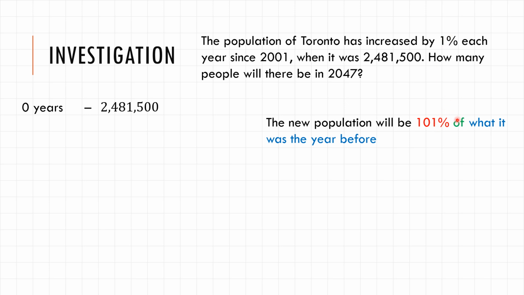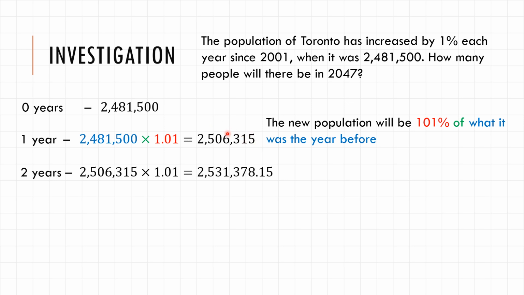And how do we say 100%, 101% of something? The word "of" tells you that we need to take that number and multiply it by 101%, but we're going to have to convert that to a decimal, and that is 1.01. So if I take 2001's population number and I increase it by 1%, I get 2,506,315 people. After 2 years, I would have to multiply this number by 1.01.